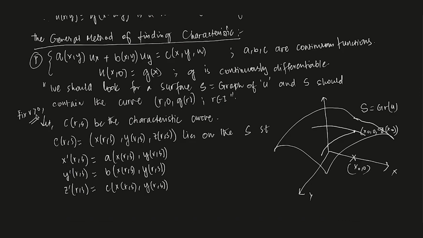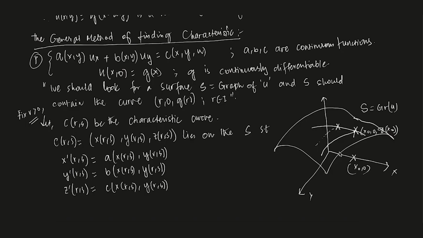I have fixed r, so this is a fixed r equals to x naught, and I'm looking at a curve which emanates from here. It starts from here and goes along on its path which lies on S, in such a way that x prime is equal to a, y prime equals b, z prime equals c. We are doing exactly the same thing, but here with the additional assumption that the curve starts from this curve. So it starts from the curve and then moves outward, as s increases.